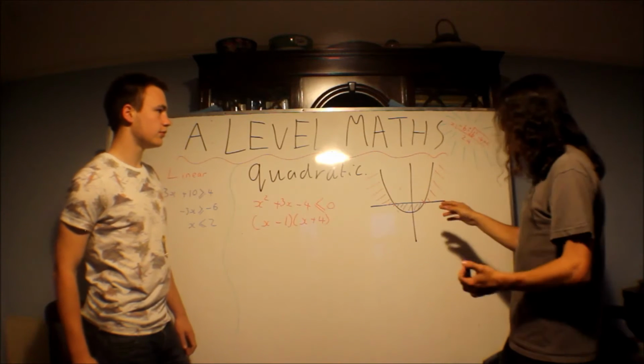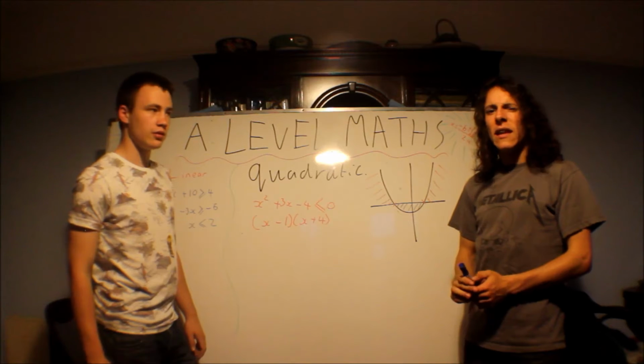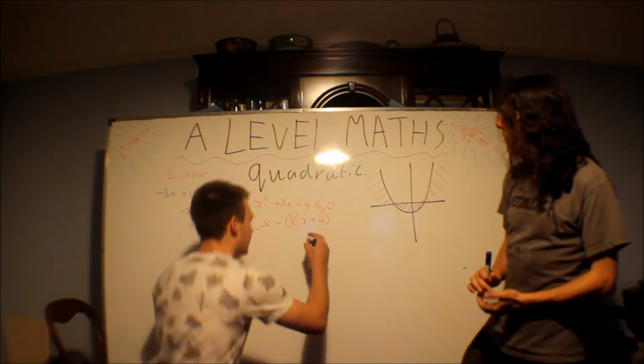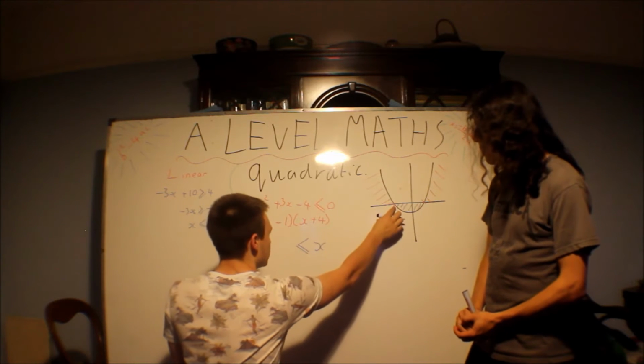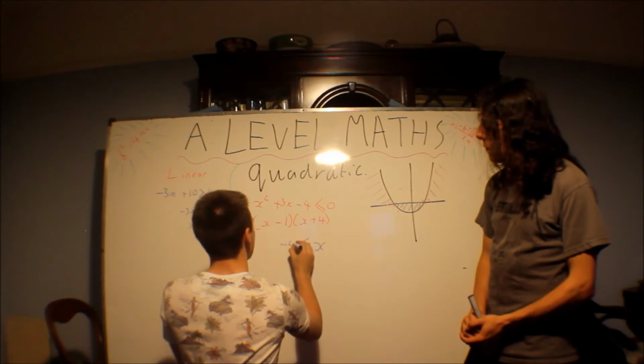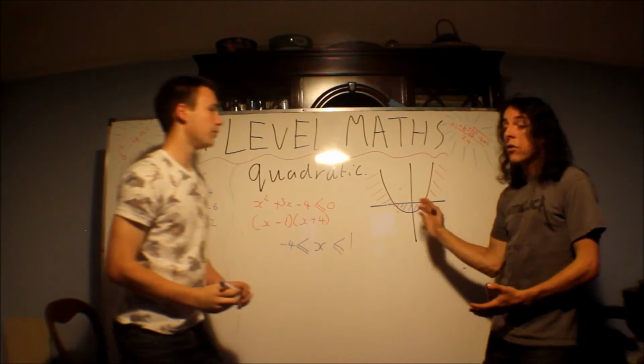Well, between them it has to be more than the bottom one and less than the other one. Then you can put the x in the middle. You can indeed. So x is going to be greater than or equal to the lowest value, which is -4, but less than or equal to 1, which is the greater value. And that will show the middle bit.